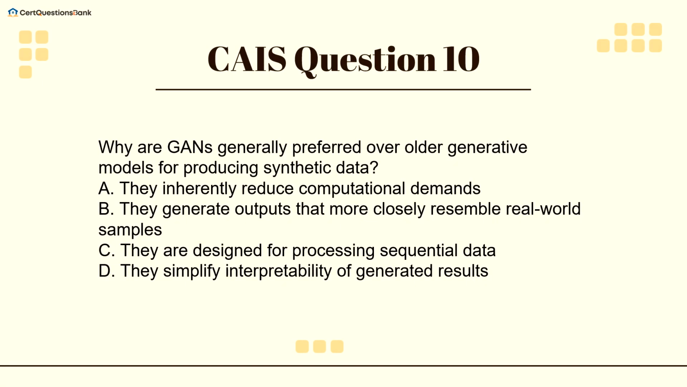Why are GANs generally preferred over older generative models for producing synthetic data? A. They inherently reduce computational demands. B. They generate outputs that more closely resemble real-world samples. C. They are designed for processing sequential data. D. They simplify interpretability of generated results.